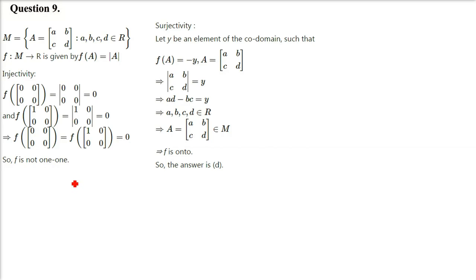It is not always 0 0, but it is quite easy to prove. So that is why we are taking 0 0 0 0. A, B, C, D I have taken as 0 0 0 0. Let us just change one value to 1, meaning 1 0 0 0.